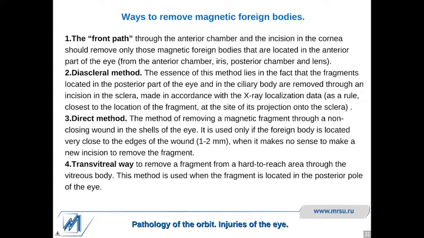The first is the front way, through the anterior chamber and an incision in the cornea. It should be used to remove only those magnetic foreign bodies that are located in the anterior part of the eyeball: from the anterior chamber, iris, posterior chamber maybe, and lens sometimes, with the lens, of course.